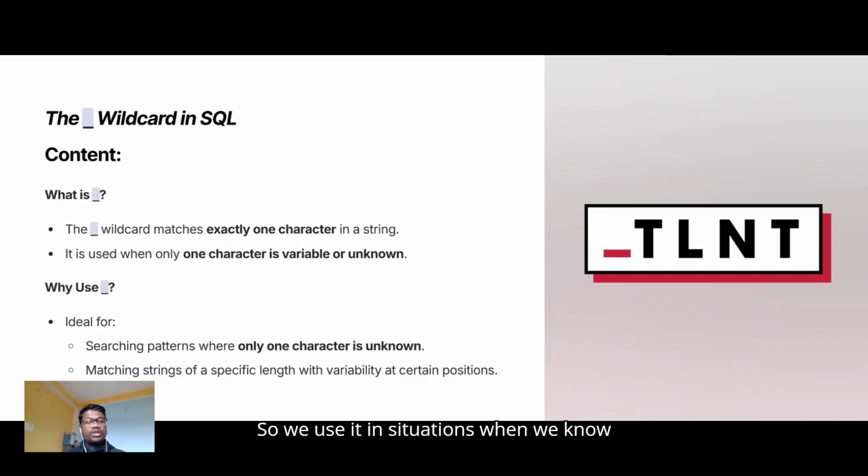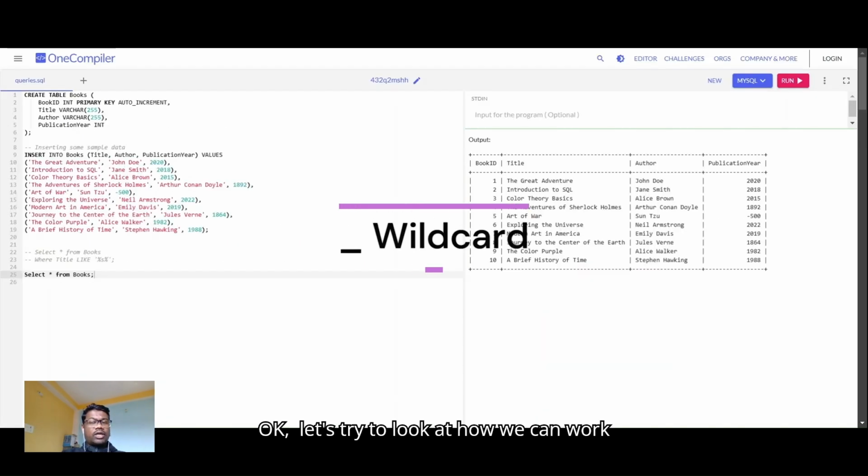So we use it in situations when we know the length of a text and only one character is unknown. We can also use it in situations when we are searching for patterns with specific letters at certain positions. Okay, let's look at how we can work with the underscore wildcard in this table.